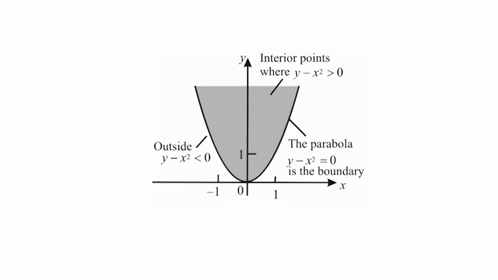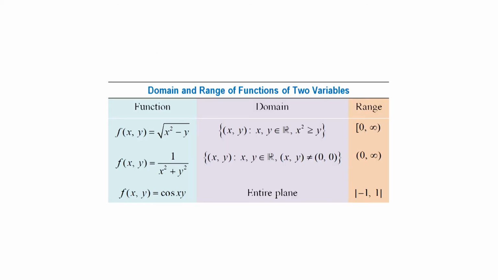As another example, the natural domain of the function f(x, y) = √(y - x²) is the shaded region in the figure, including the boundary parabola. We now list the natural domain and range of some functions of two variables in the following table.